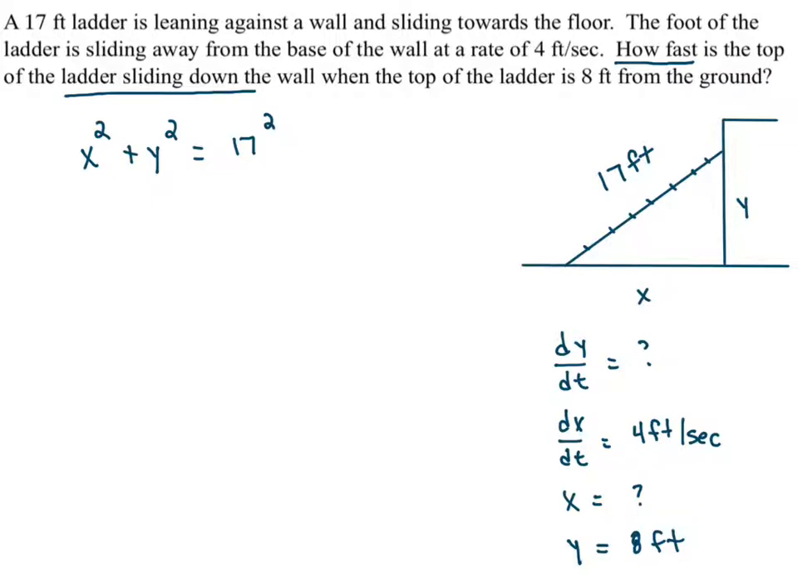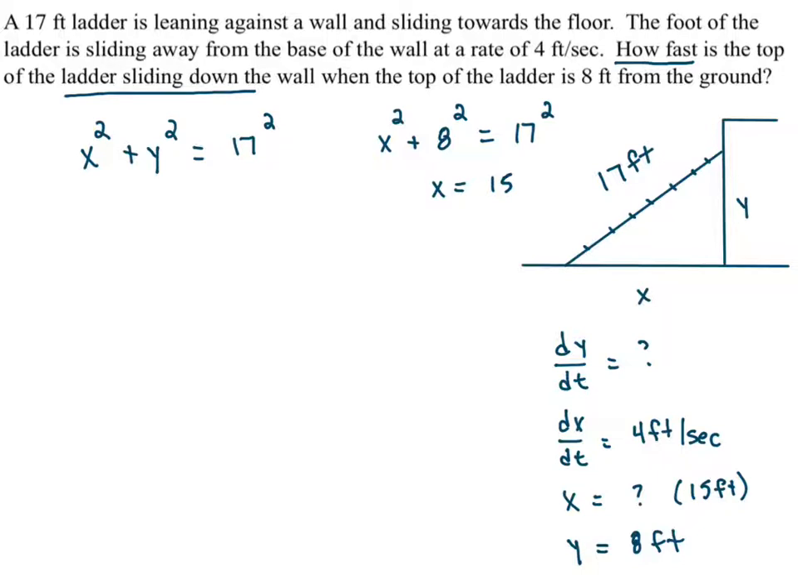I might need it, I might not, but I'm going to go ahead and solve for it on this one. So x squared plus 8 squared equals 17 squared. And if I just solve for x, I should get 15. So right when it's 8 feet from the top, it'll be 15 on the ground. But that's just a static equation. There's no related rates on that.